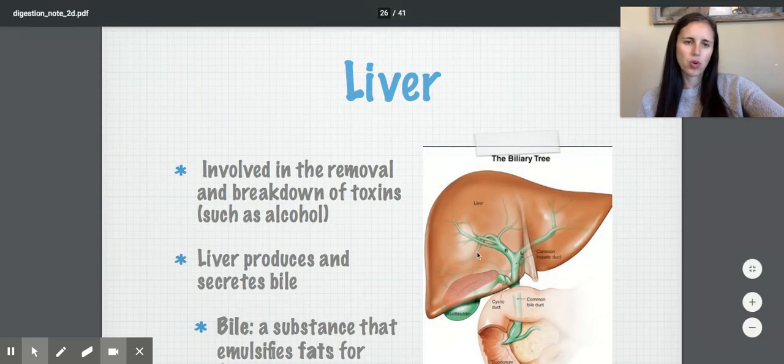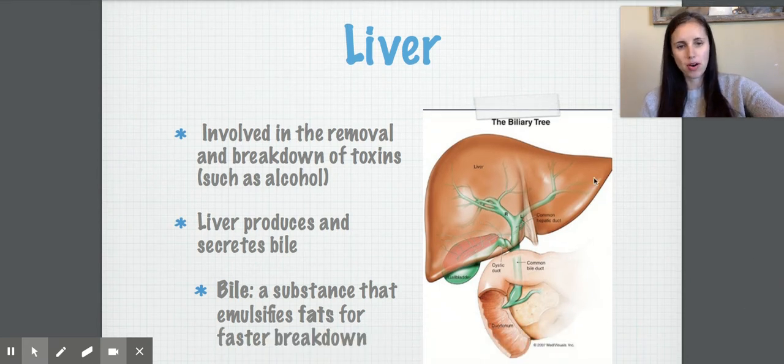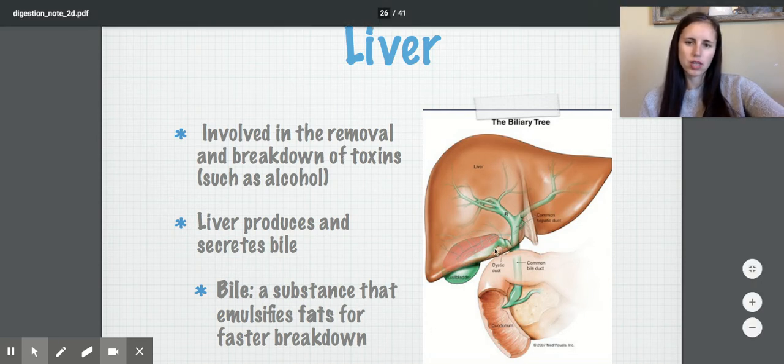Another accessory organ in the GI tract is the liver. It is also attached to the small intestine. So again, it's not part of the GI tract, but it's going to help in digestion. It helps to remove and break down toxins. So any toxins that are in your system are actually filtered through the liver. It also is going to secrete bile. Bile is very important in order to aid the breakdown of fat.